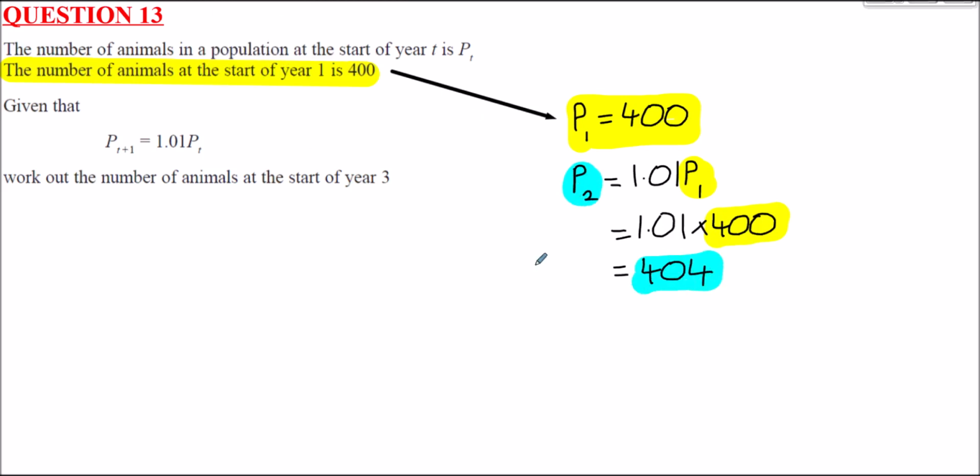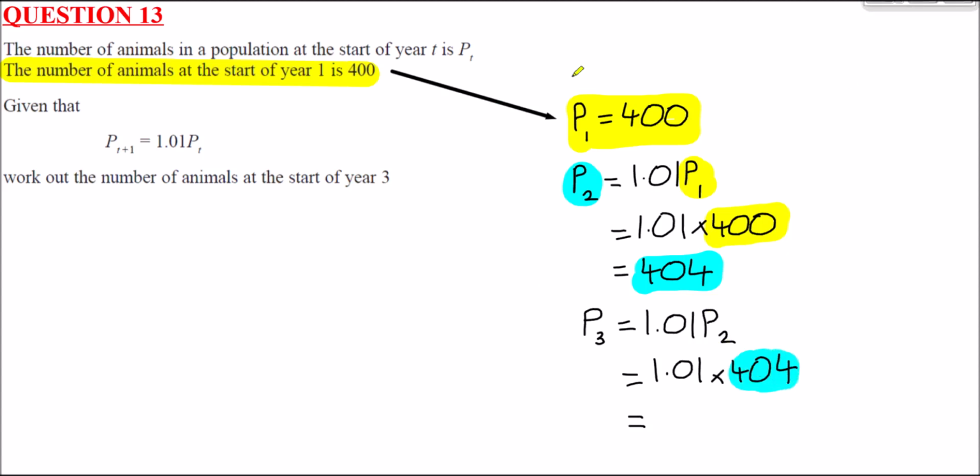Finally, P3, that's going to be 1.01 multiplied by P2. So that's 1.01 multiplied by 404. So then we'll have it. So we know what P2 is. P2 is 404. So we just need to work this out on a calculator. And obviously this is going to be the answer we wish to find. Number of animals at the start of year 3 is P3, which is what we're going to find now.